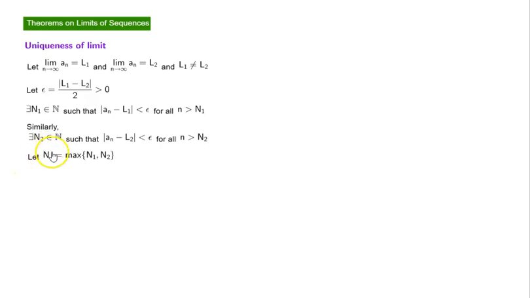So let N be the larger of these two, n1 and n2. Then for all n greater than N, we have the magnitude of L1 minus L2 is equal to the magnitude of L1 minus a sub n plus a sub n minus L2. Remember, this is for all n greater than N. Now, remember this: magnitude of x plus y is less than or equal to magnitude of x plus magnitude of y. So, same thing we apply here.